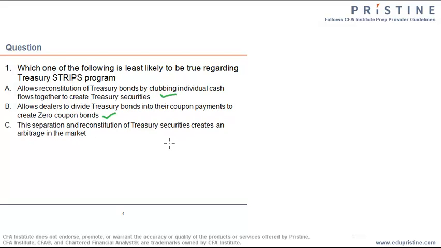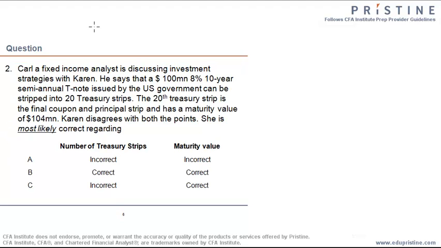The separation and reconstitution of Treasury securities creates an arbitrage in the market. This did not happen as a result of Treasury strips program. So this statement is false. Carl, a fixed income analyst, is discussing investment strategies with Karen. He says that a $100 million 8% 10-year semi-annual Treasury note issued by the US government can be stripped into 20 Treasury strips. And the 20th Treasury strip is the final coupon and the principal strip and has a maturity value of $104 million. Karen disagrees with both the points which Carl made.